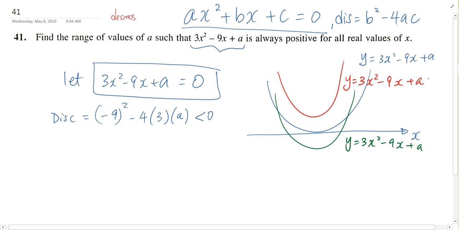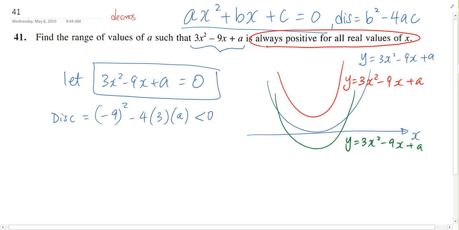Do you agree that these are the three possible cases, the red, blue, and green graphs for the parabola? Right? It's either crossing the x-axis at 2 points, or it is touching at 1 point, or it absolutely does not touch, right? Okay. So when we say there is no solution, it is always positive. Yeah, there is no solution.